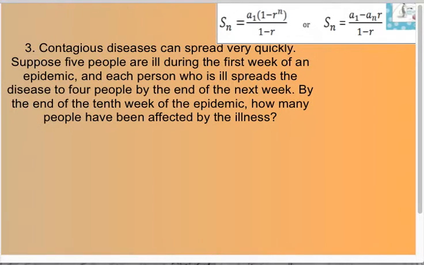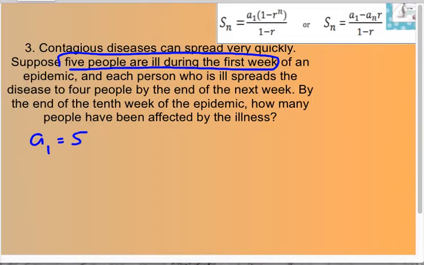Okay, a contagious disease can spread very quickly. Suppose 5 people are ill during the first week. That's the key. It doesn't go into the week with 5 people. The first week, it says. So that means a sub 1 equals 5.